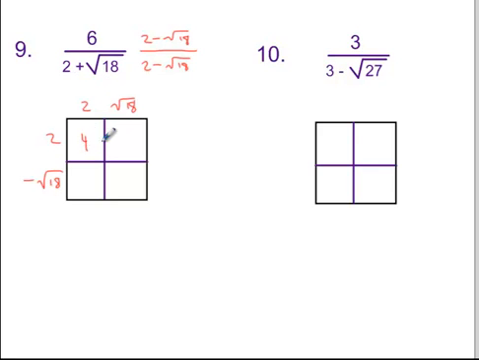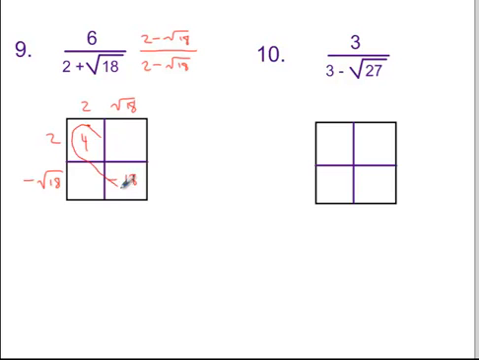So 2 times 2, 4. Square root of 18 times square root of 18. Well, one's positive, one's negative. That hardly matters. A positive times a negative is a negative. Now let's deal with the square root of 18 times square root of 18. It is not complicated. It's something times itself. It's a square. The square of a square root is the number itself. So that's 18.